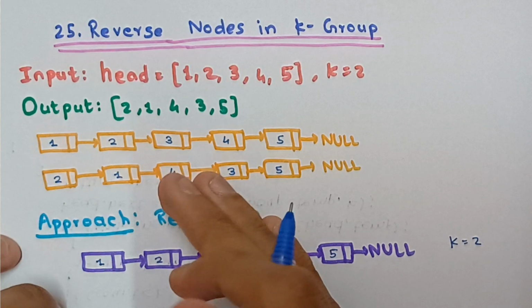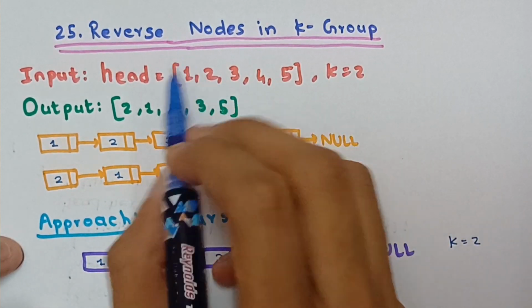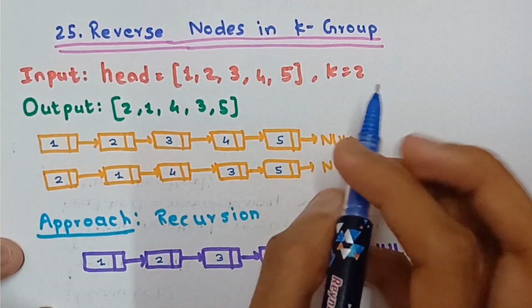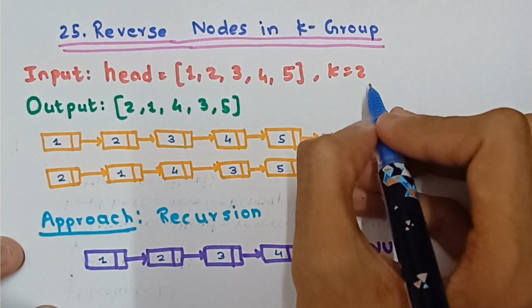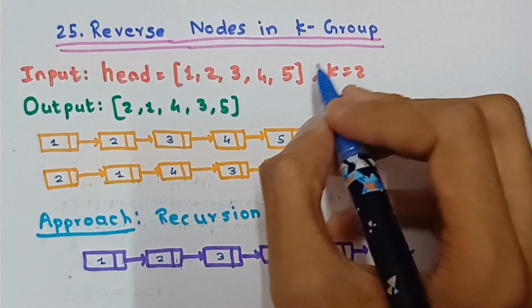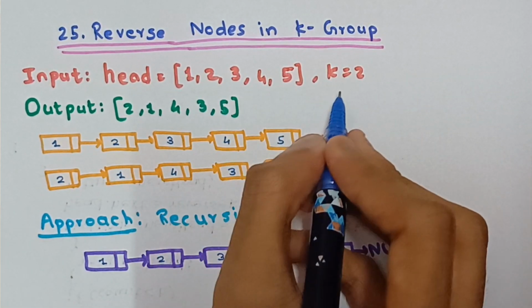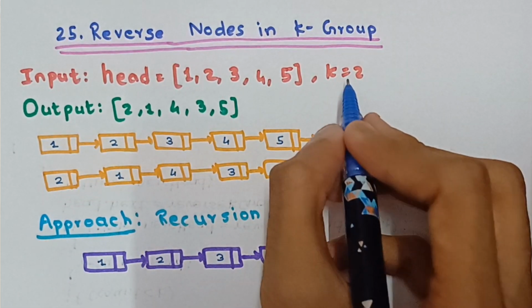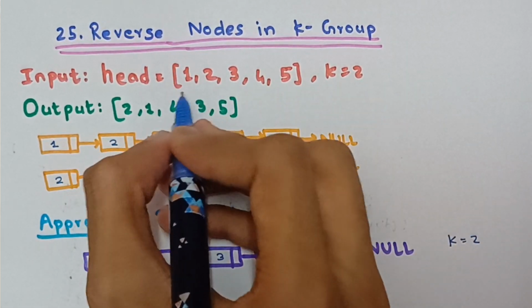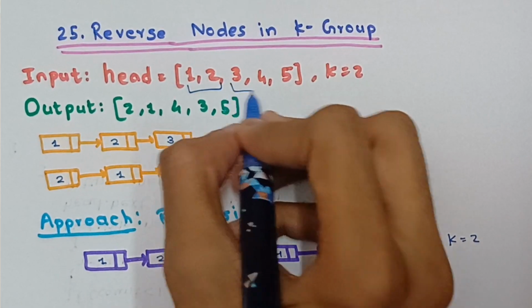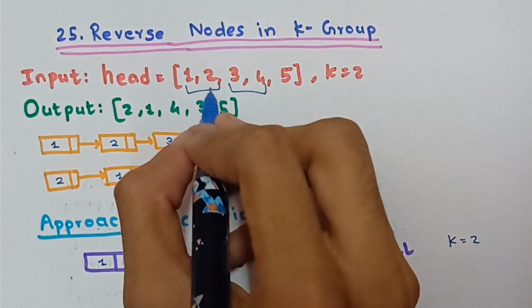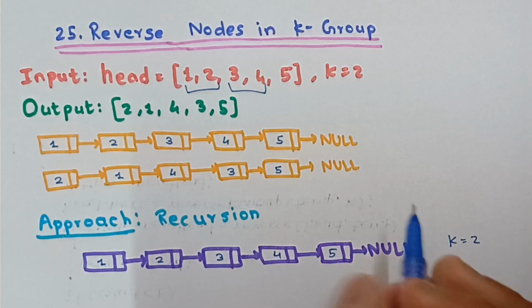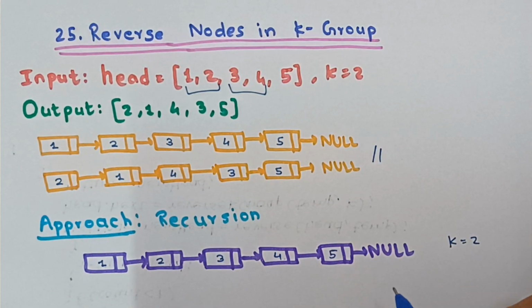Let's understand the problem statement. The problem statement says that we have to reverse the nodes in k groups. Here k is given as one variable, and here is one linked list 1 2 3 4 5 and k is 2. So we have to reverse these elements in k groups. Here k is 2, so 1 and 2 are reversed, 3 and 4 are reversed. Here is a visual representation of the problem.